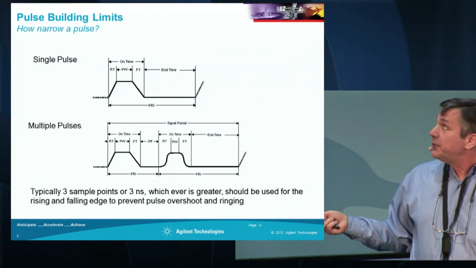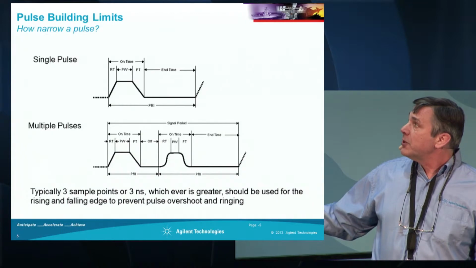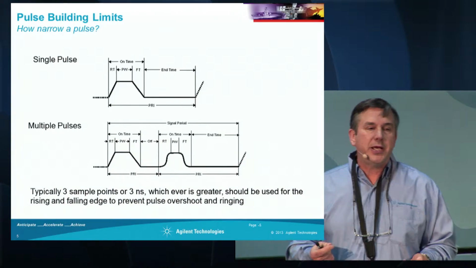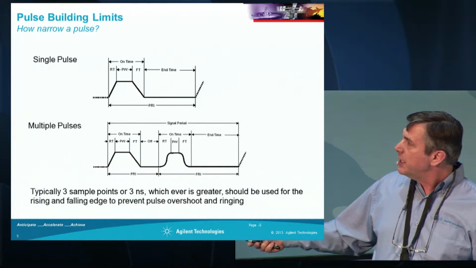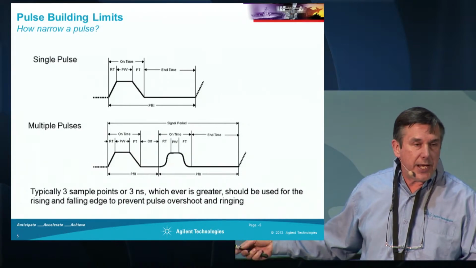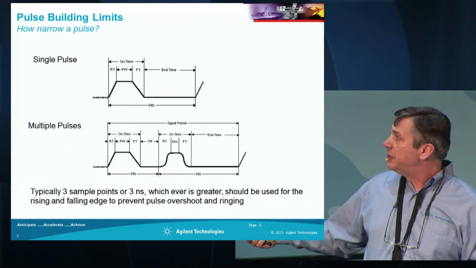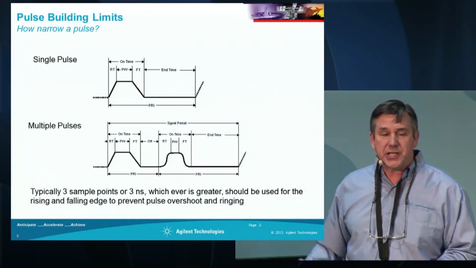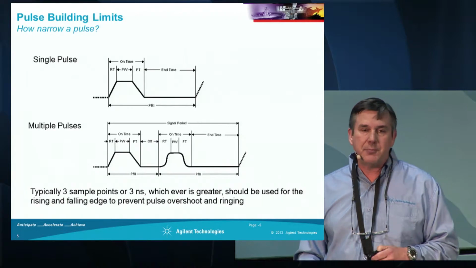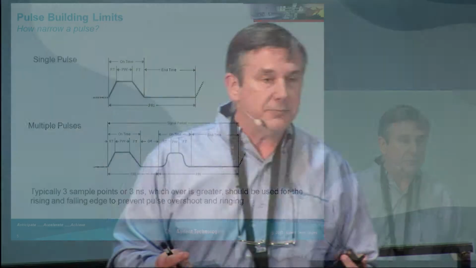Now, how about pulse width? How narrow can we make this? One rule of thumb that we have, and that is incorporated into the tools that Agilent has, is that you really need about 3 sample points or about 3 nanoseconds of rise and fall time in order to accurately recreate a pulse, whether it's a trapezoidal pulse or if you want to create different types of shaped pulses, sinusoidal, rise and fall. These are different things that require at least 3 sample points or 3 nanoseconds. Kind of a rule of thumb there in terms of pulse shaping.